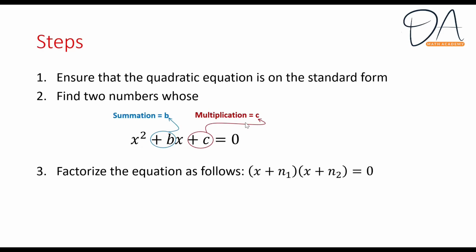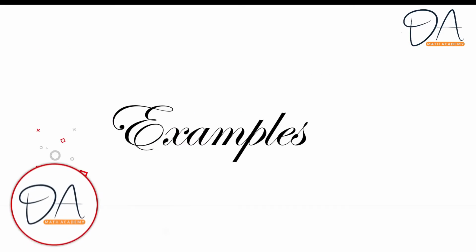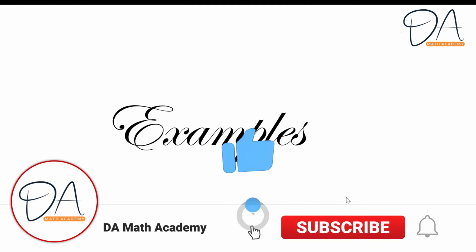Once you find these two numbers, which is the key step, then you can write the factors of this quadratic equation as x plus n1 and x plus n2, where n1 and n2 are the numbers that we found in the second step. The solution can then be found easily by setting each factor to 0. So it's either the first factor equal to 0 or the second factor equal to 0. Now let's look at some examples to illustrate the process.